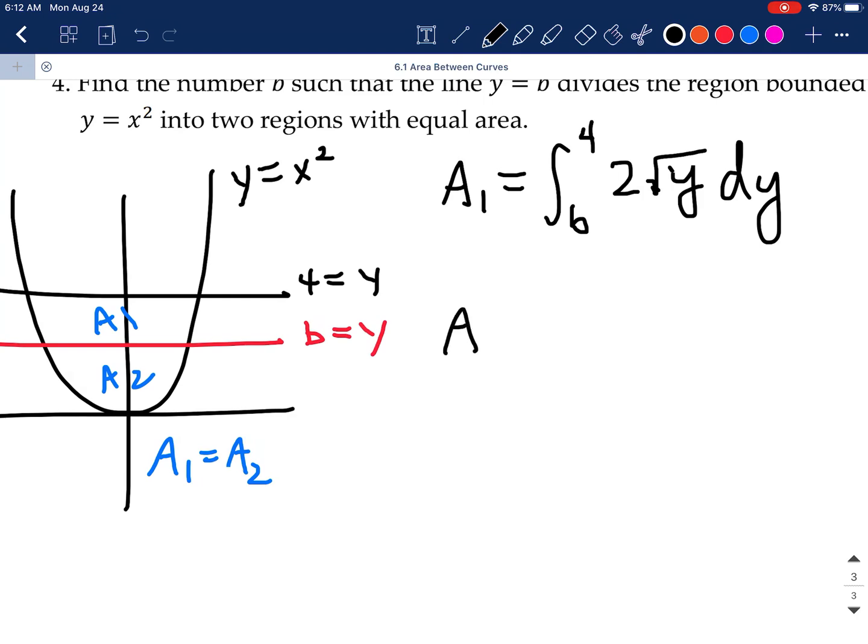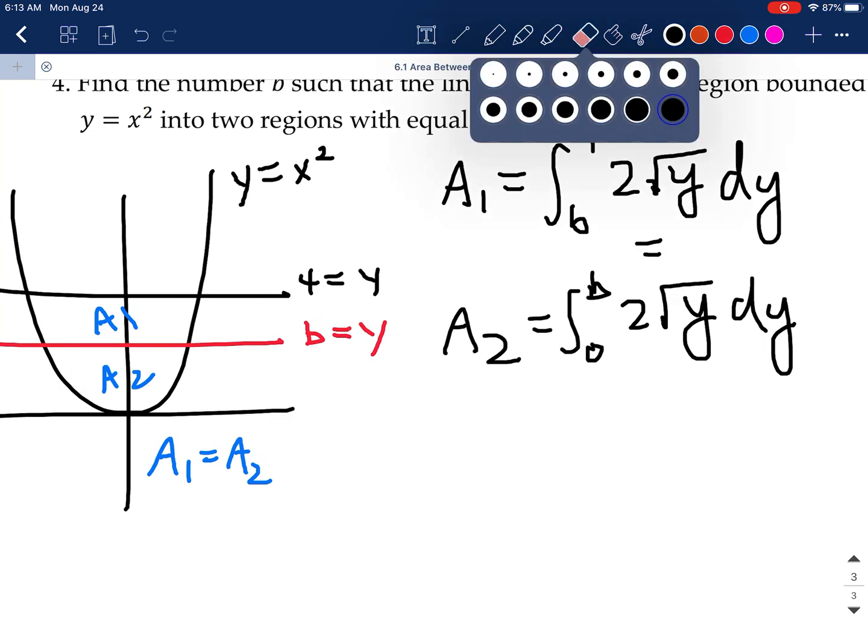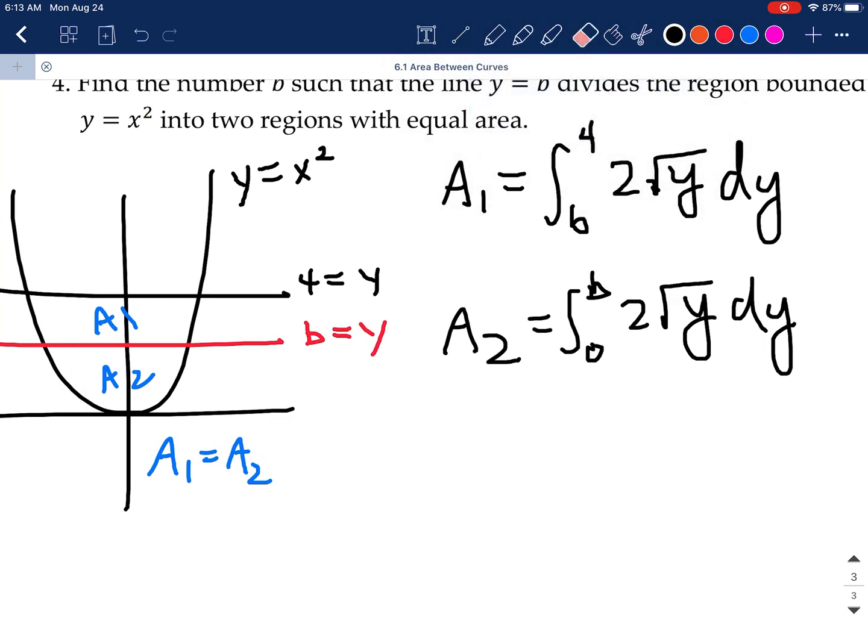Okay, and then area 2 could equal the integral from 0 to b of 2 rad y dy. And we would set those equal to each other by evaluating. We should get some interesting result from it. But let's also think, suppose we want to do this as a function of x. Could we do this as a function of x? So this would be the function of y representation.